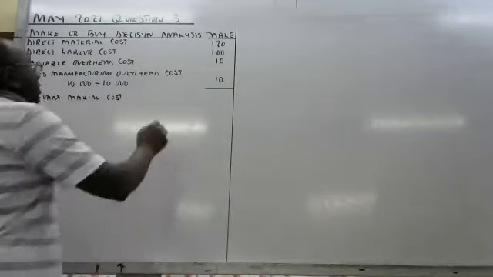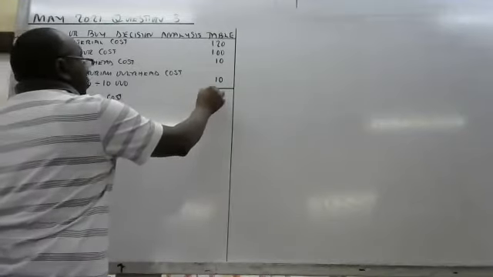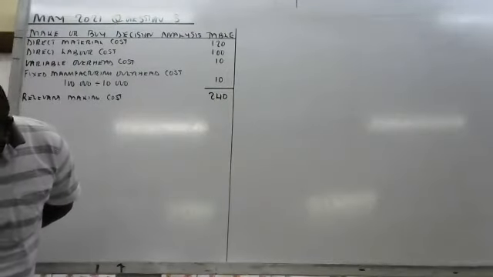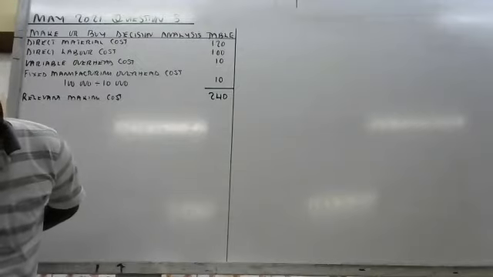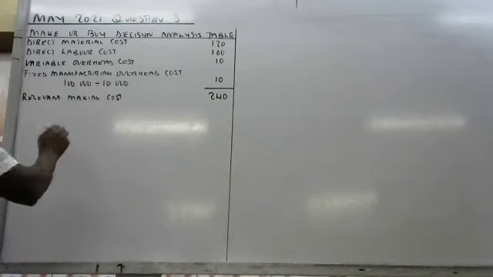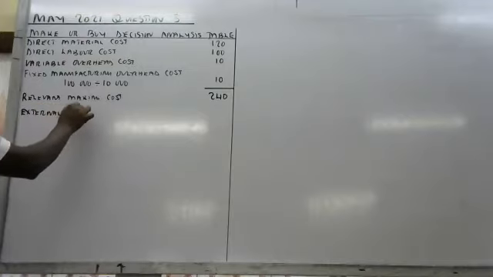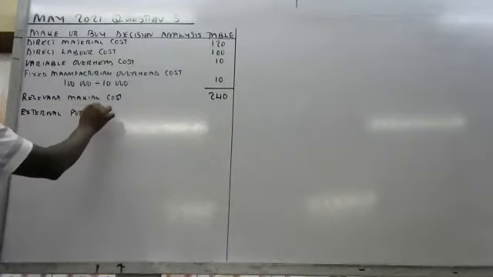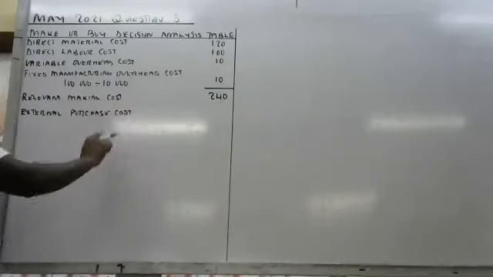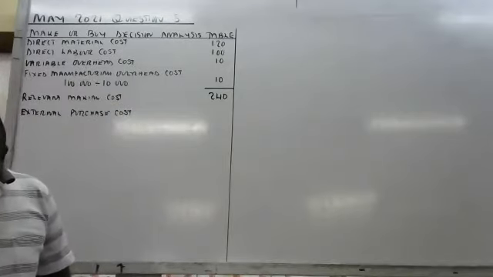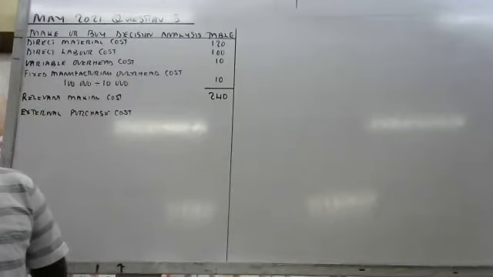Yes, 240. It is 240. That is the relevant costs. Then external purchase costs. There is somewhere we are told how much they will be able to get this item for.